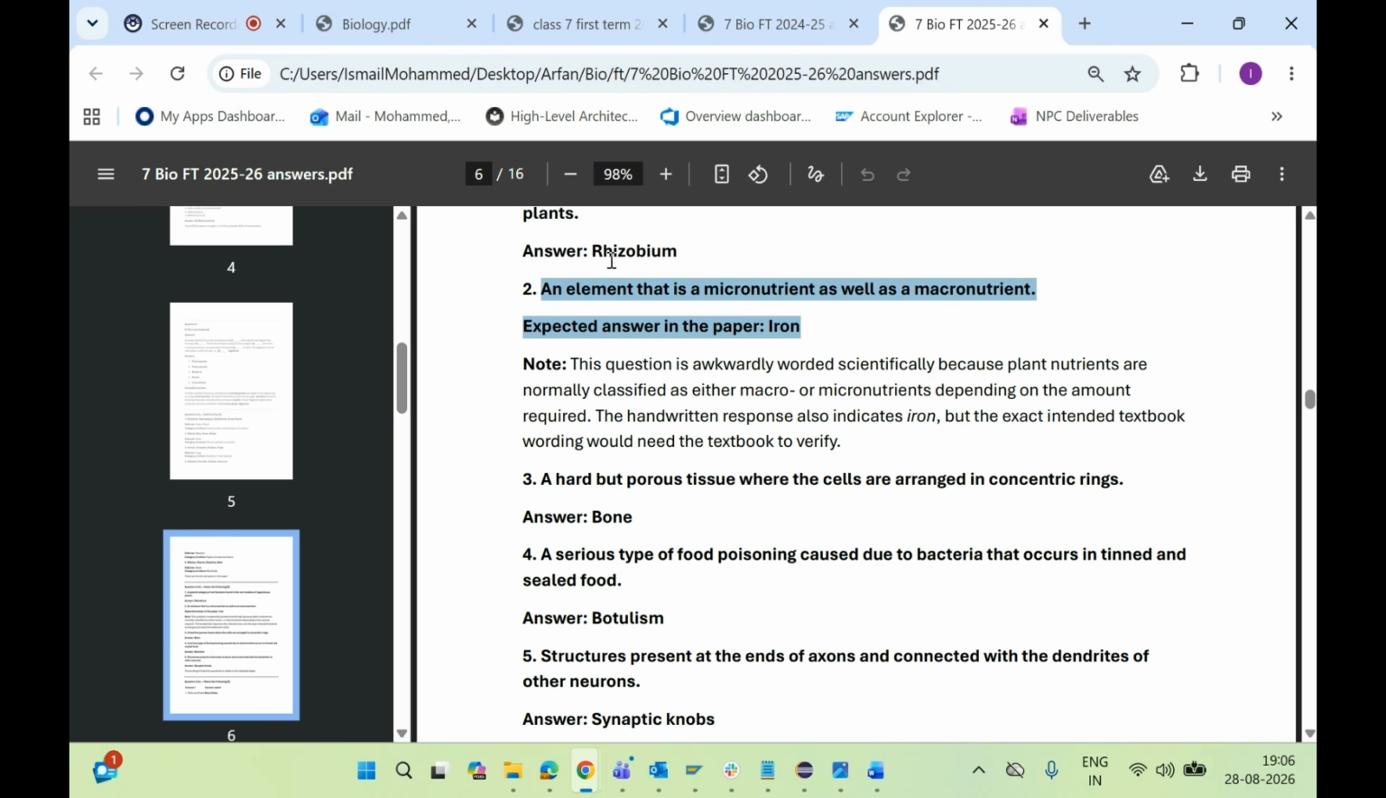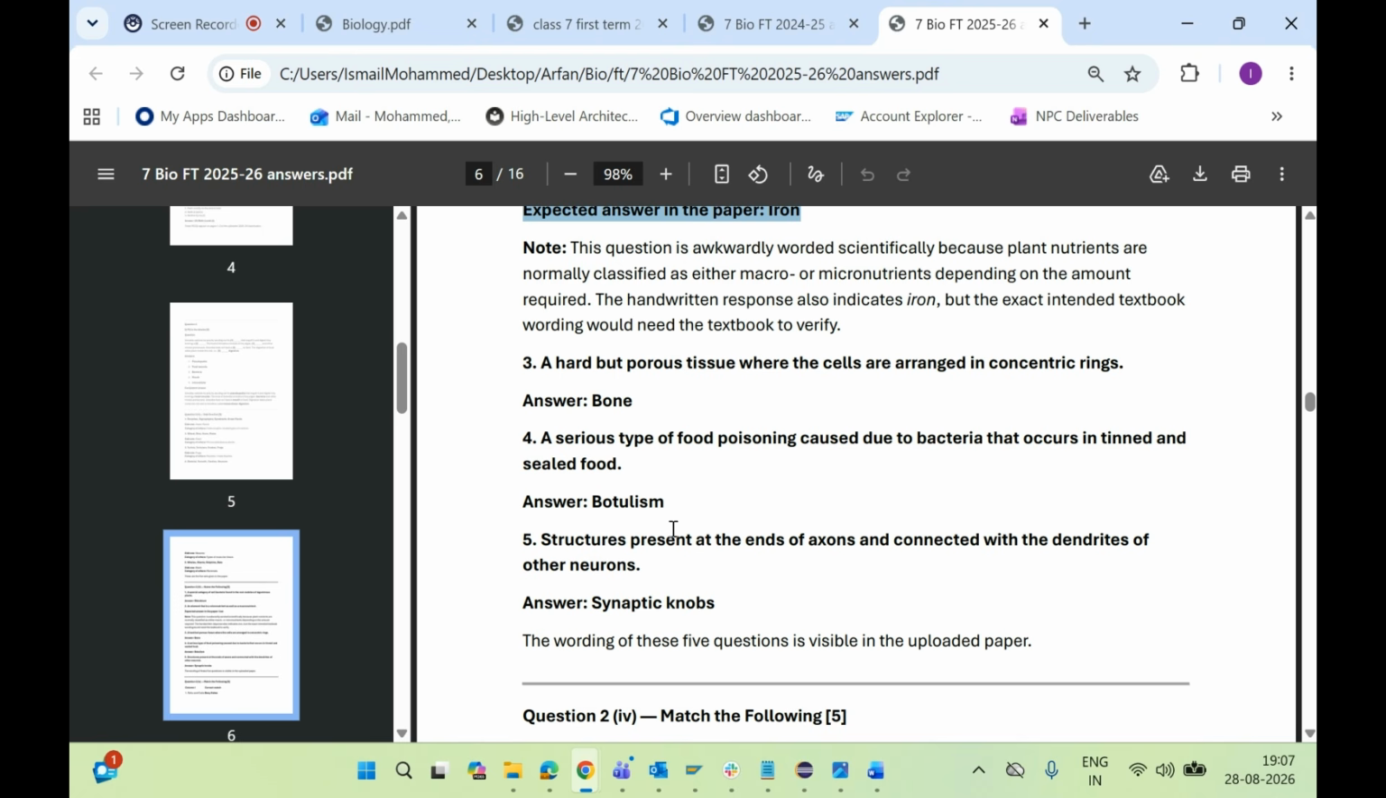So you have two kinds of nutrients: macro, which the plant needs in larger amounts, and micro, which it needs in small amounts. Examples of macro: potassium, calcium, magnesium, phosphorus, nitrogen, and so on. Whereas for micro, it is iron, zinc, manganese, and copper. So basically, iron is a micronutrient, but it is used by plants in large amounts. So it is both micro and macronutrient, a kind of exception.